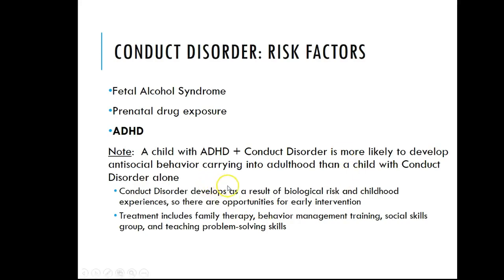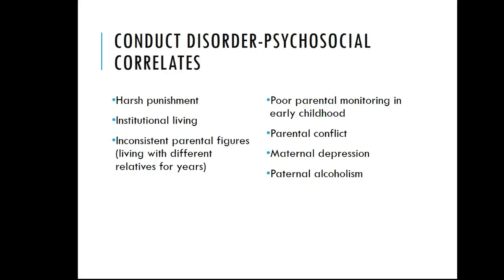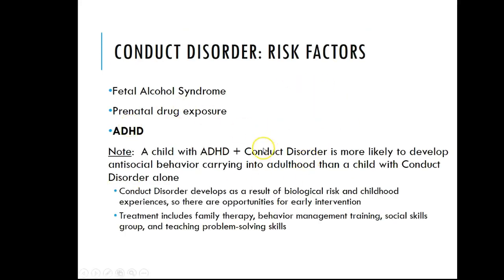Now, conduct disorder develops as a result of biological risk and childhood experiences. So what I see here is there's an opportunity for early intervention. What I mentioned earlier is that there's a high psychosocial component. That is, the majority of the conduct disorder cases do occur through the psychosocial correlates, but we do have a few that occur because of maternal usage of alcohol and drugs during the prenatal and the perinatal period. And thus, those are the biological risk factors that put a child at a high risk of developing conduct disorder down the road.